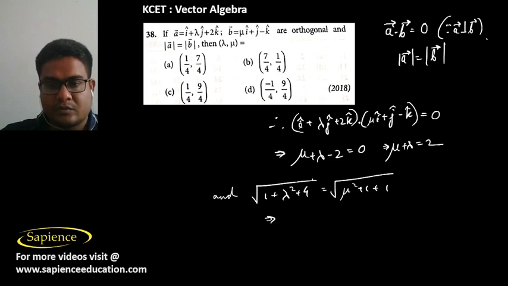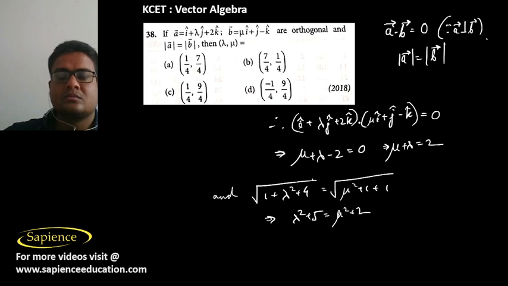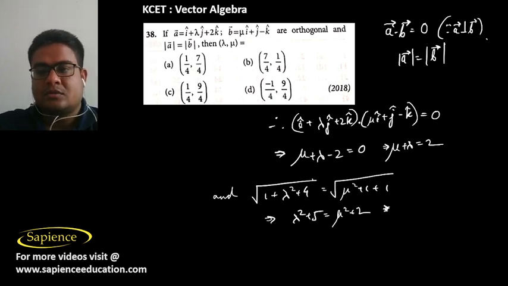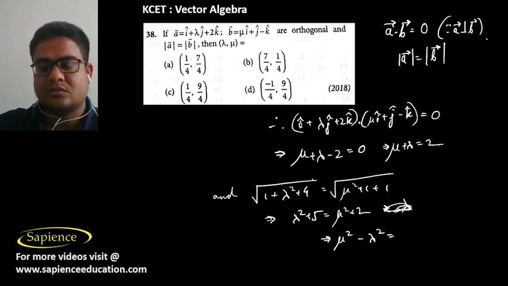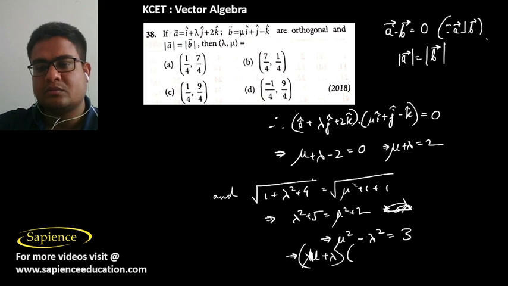If we remove the square root, we have lambda square plus 5 equal to mu square plus 2. From here we can see that mu square minus lambda square is equal to 5 minus 2, that is 3. It means that mu plus lambda into mu minus lambda is equal to 3. Since mu plus lambda is 2, therefore mu minus lambda will be 3 by 2.